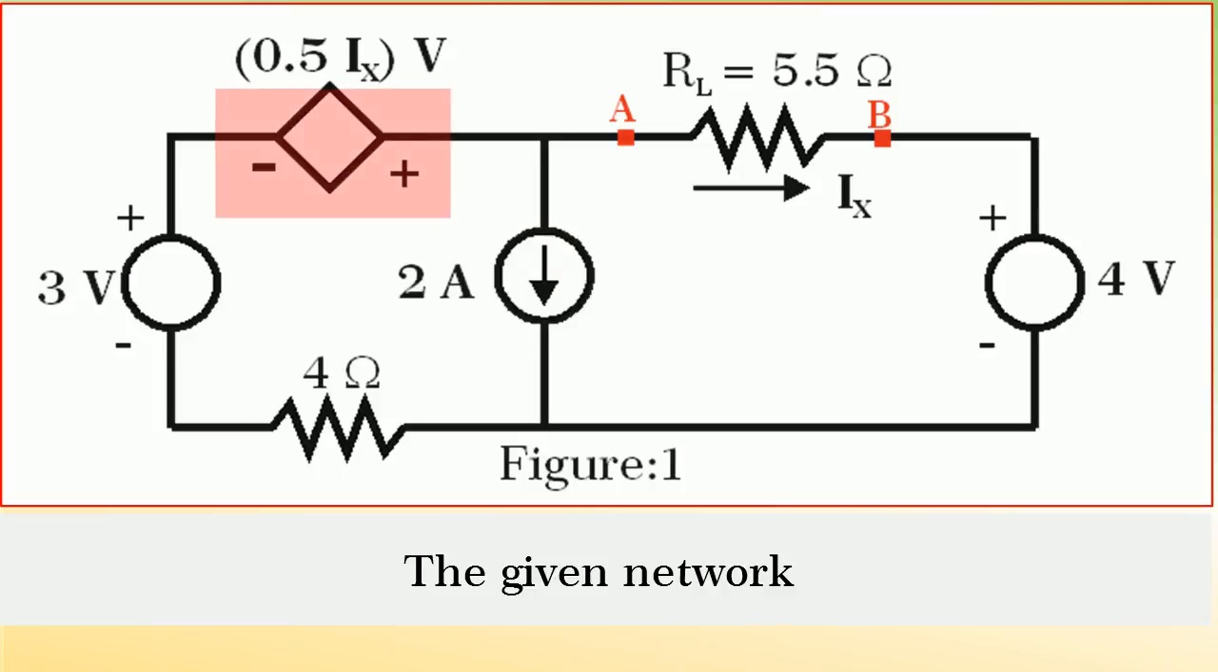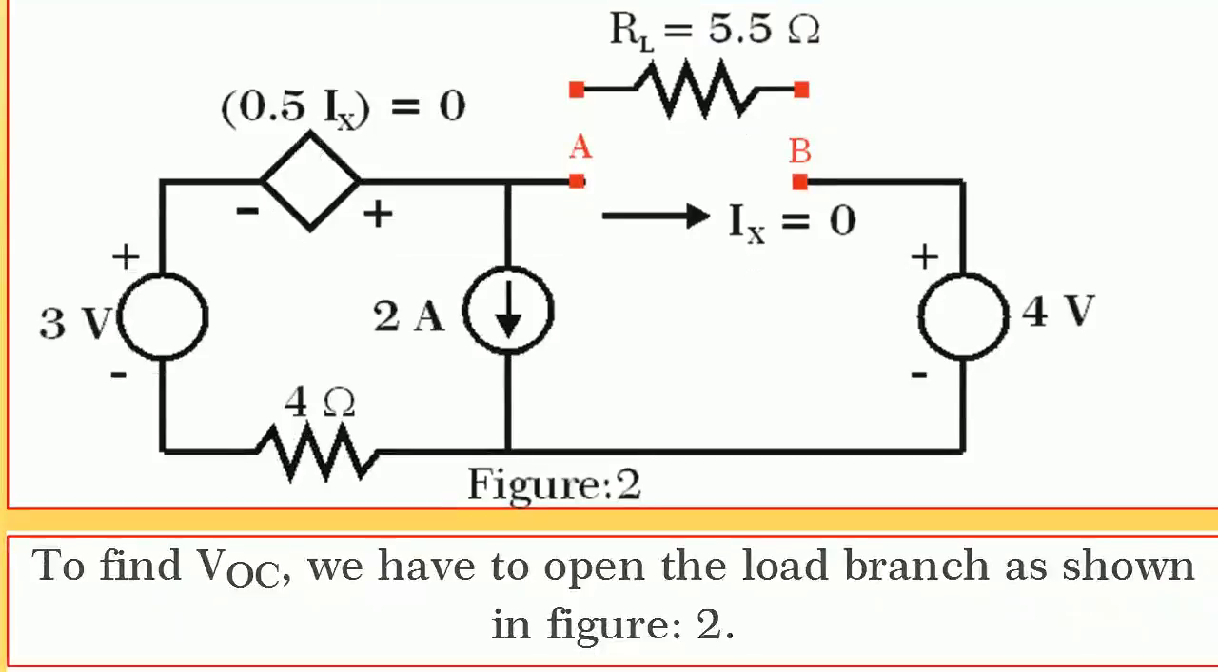It has one current controlled voltage source of 0.5 Ix volts. Therefore, because the network has the dependent voltage source, to find Rn, we have to find both VOC and ISC. Hence, to find VOC, we have to open the load branch as shown in figure 2.